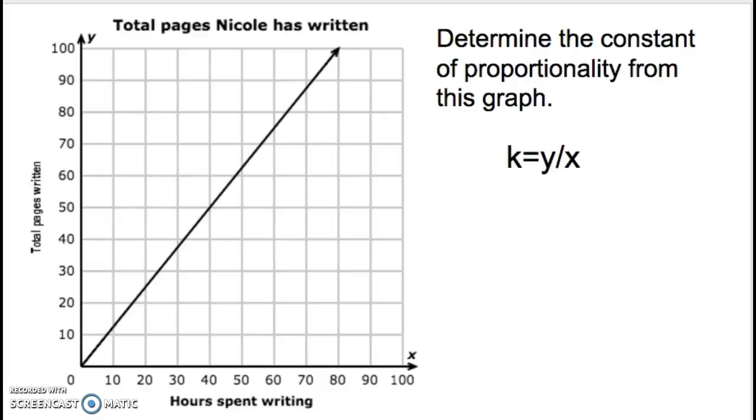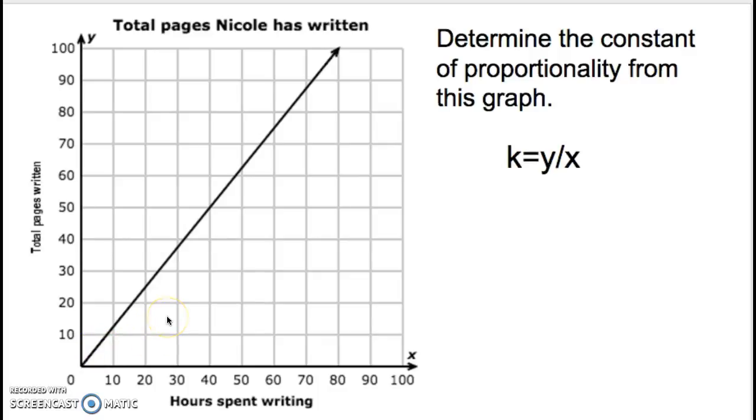Our third example is talking about pages that Nicole has written in a number of hours. So our x-axis is the hours that Nicole has spent writing, and our y-axis is the total number of pages that Nicole was able to write. So we want to know how many pages Nicole wrote in 1 hour she spent writing. So we still have our ratio, constant of proportionality, or k, is equal to y divided by x. I look at my graph and I realize it is a straight line that goes through the origin, so it is proportional, so I'm able to use this ratio.